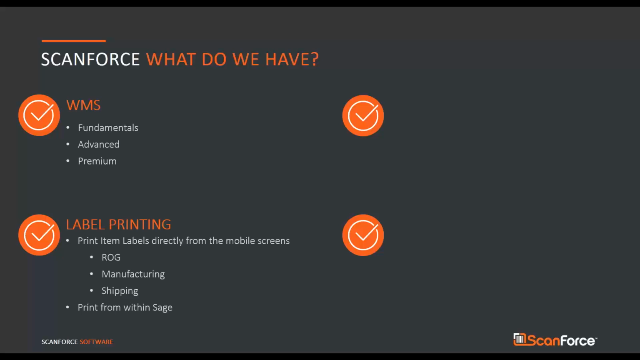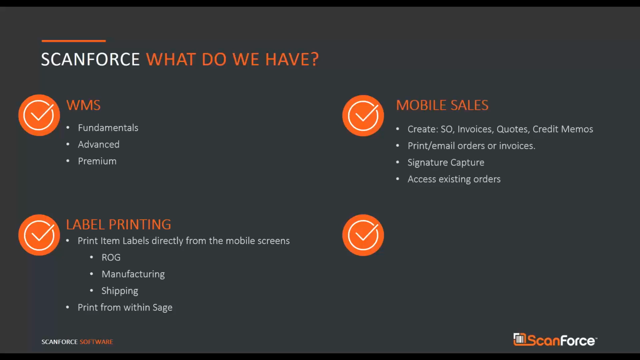We also have a label printing solution that allows you to print labels and trigger those directly from within the mobile programs. Now, that typically centers around the receiving programs, but also, as we're talking about here today, manufacturing. You're making items, you need to make labels to put on your items. That's, again, seamlessly tied into our mobile programs. And even on the shipping side of it, if you have compliance label requirements, we handle that as well. And you can print your labels from within Sage.